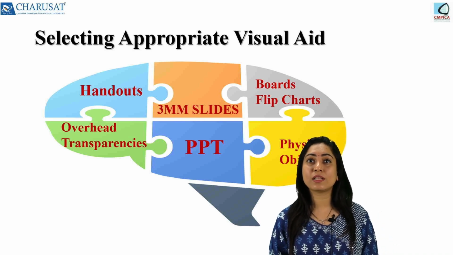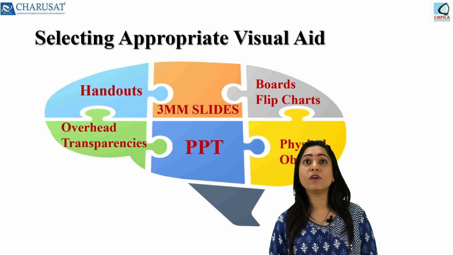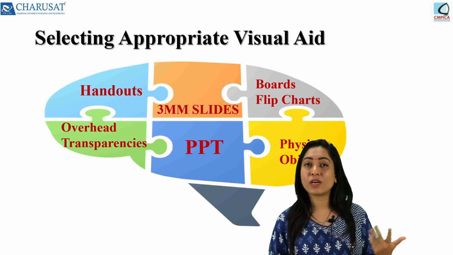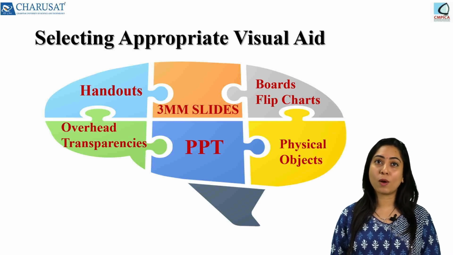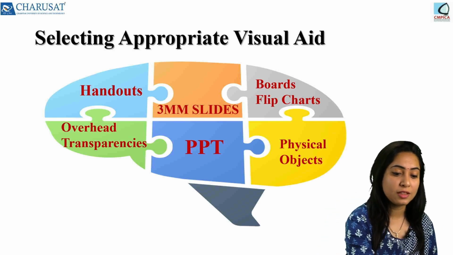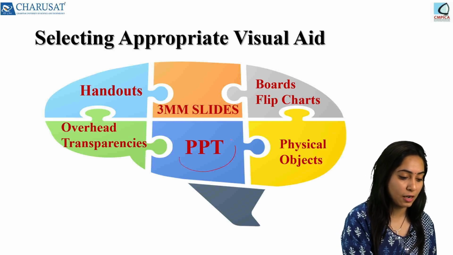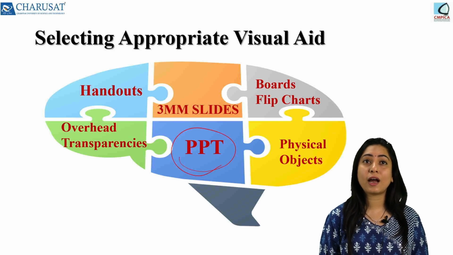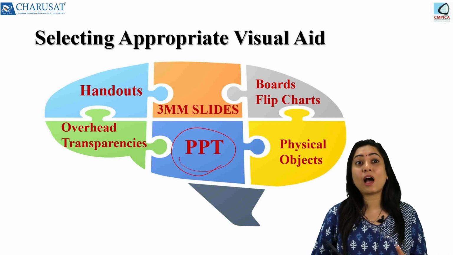So the very first one that we see over here is handouts. Then we have 35mm slides. Then we have boards, flip charts, overhead transparencies, right? We also have PPT, and last but not the least, physical objects. So yes, there are multiple options. What people usually think is that it is just the PPT that is required, and one needs to understand that apart from this major option, there are multiple options which can be used to bring more audience attention and to also stand out from the mass.